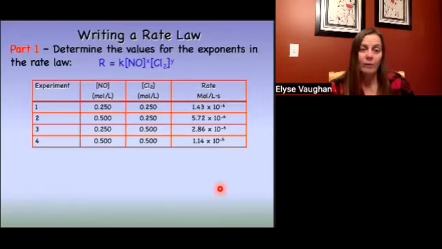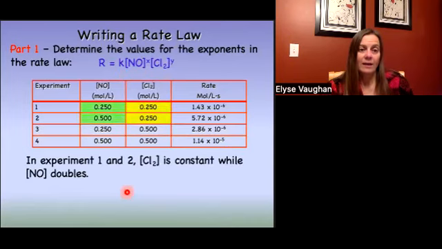So when we write a rate law, our rate law is going to be R, or rate, equals K, which is a constant, which will be unique to each reaction, times the concentration of the reactant raised to some power, we call that an order, times the concentration of the other reactant also raised to some power. And again, we call that an order. And so what we need to do in order to write the rate law is figure out what these powers are, this X and this Y, and what's the value of K.